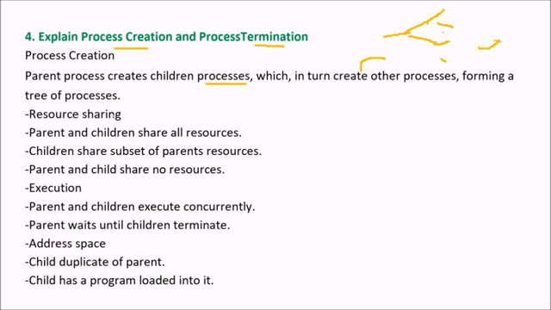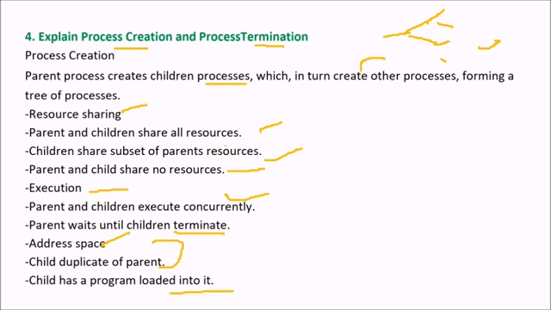So processes do resource sharing. Parent and child may share all resources, or the child shares a subset of the parent's resources, or parent and child may share no resources at all. In execution terms, parent and child execute concurrently, or the parent waits until the child terminates. In address space, they may share a common address space, or the child can be a duplicate of the parent, and the child has a program loaded onto it.